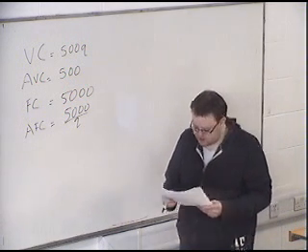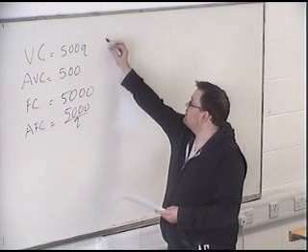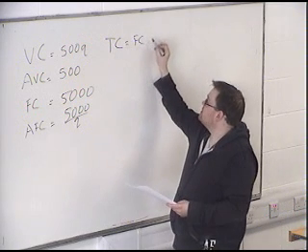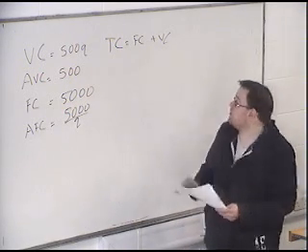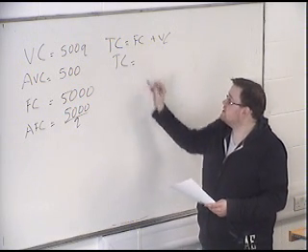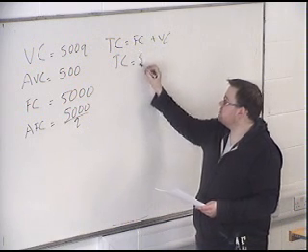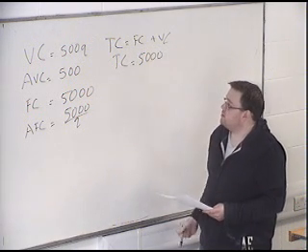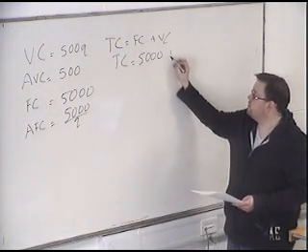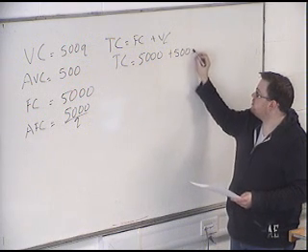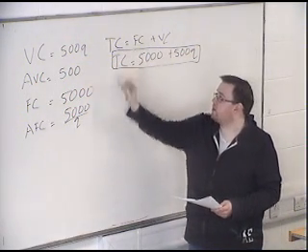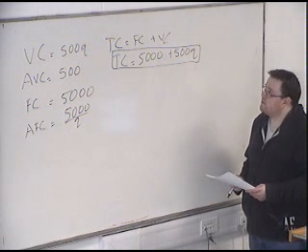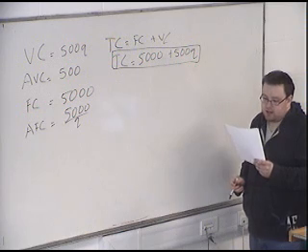So total cost is just fixed plus variable costs. Or in other words, total cost is equal to the fixed cost, which we said was 5,000, plus the variable costs, which is 500Q. So that's its total cost function. Just identify the costs and use the identities.